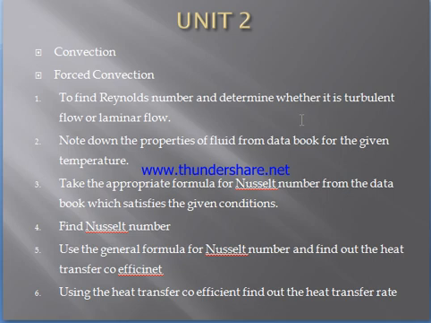Once the h value is solved, we can find out the heat transfer rate. That is Q = h A delta T. h is the heat transfer coefficient, A is the area. Here the area is the total area. That is, area will be equal to pi d l for a cylinder. For a plate, that will be equal to L into B, length into breadth. Okay.